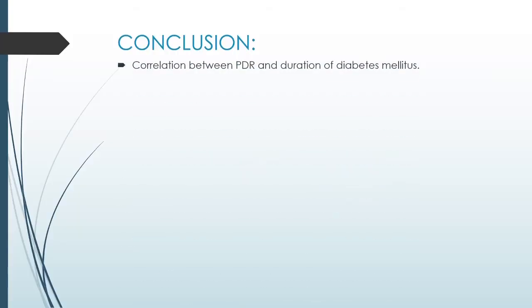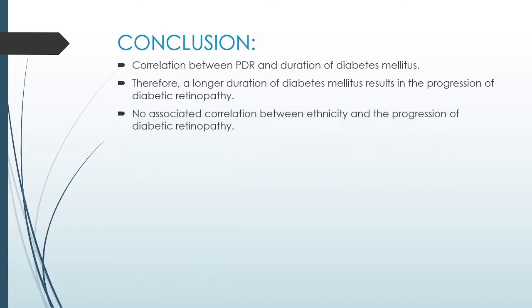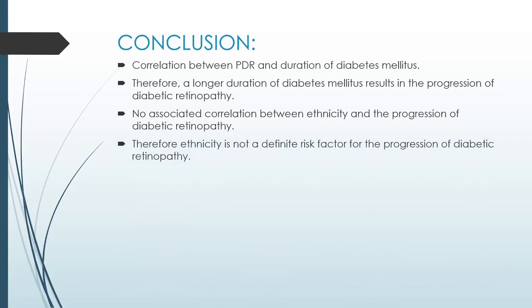So in conclusion, there's a correlation between proliferative diabetic retinopathy and the duration of diabetes. Therefore, a longer duration of diabetes results in the progression of diabetic retinopathy. And then lastly, there was no associated correlation between ethnicity and the progression of diabetic retinopathy. Therefore, we can safely say that ethnicity is not a defined risk factor for the progression of diabetic retinopathy.